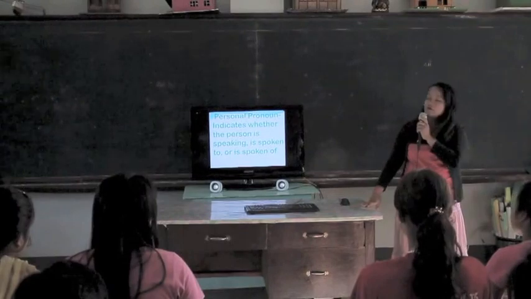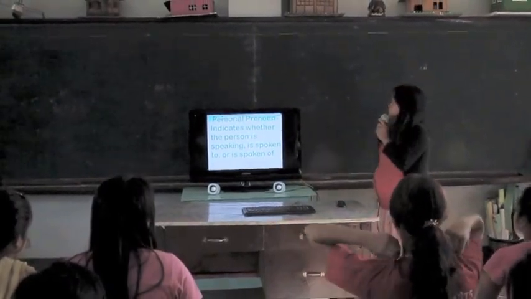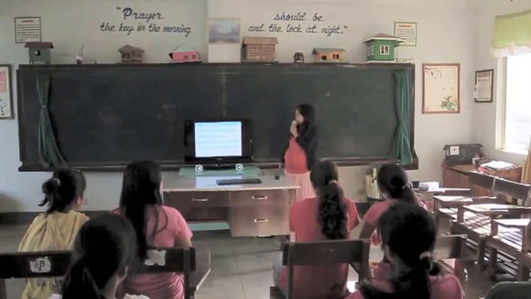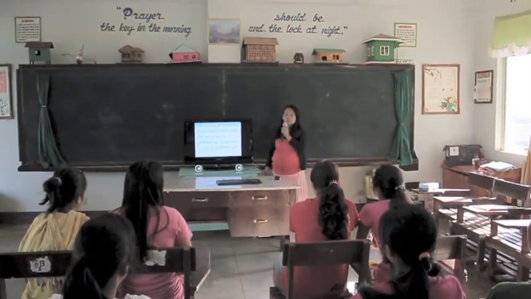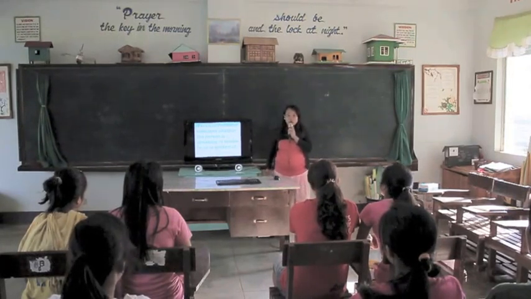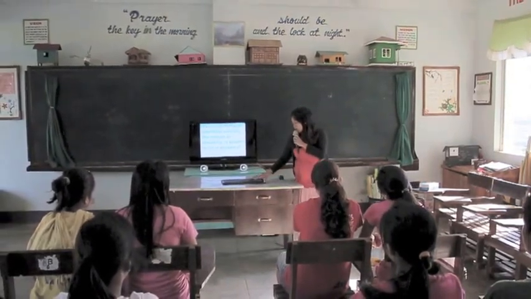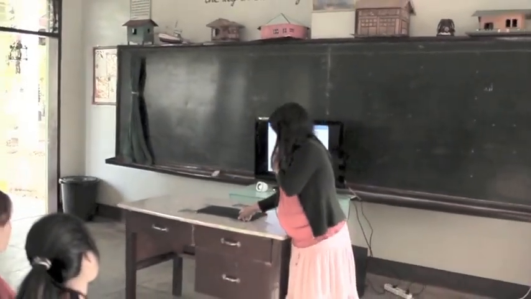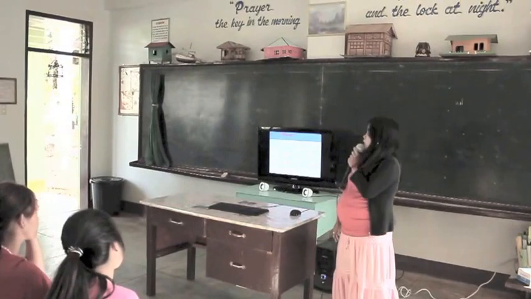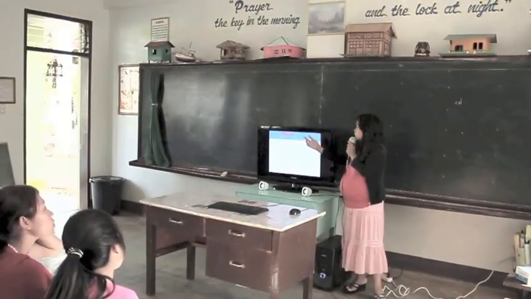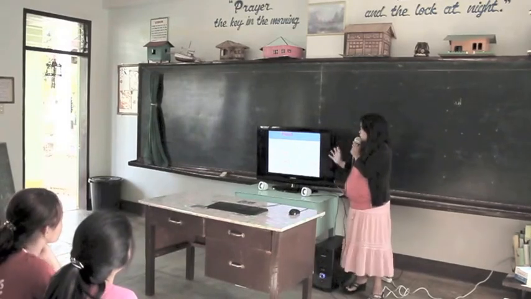Okay, so first here we have personal pronoun. A personal pronoun indicates whether the person is speaking, is spoken to, or is spoken of. Then we have here the example of singular. We're going to proceed to plural. Again, it is divided into three columns: the nominative case, possessive case, and objective case.